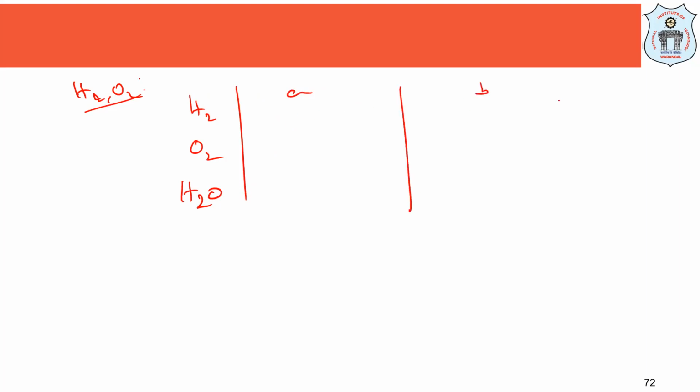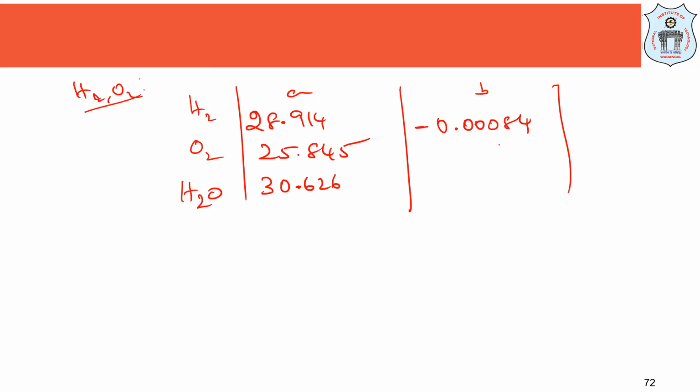Now we have a table with values, because if you consider a hydrogen oxygen fuel cell, I'll have the values. So you have H2, oxygen and water. Whatever may be the phase, the A value is given, B value is given, and C value is given. So the A values are 28.914, 25.845, 30.626. The B values are minus 0.000084, plus 0.0129. Remember to use the proper symbol, plus or minus, whatever.